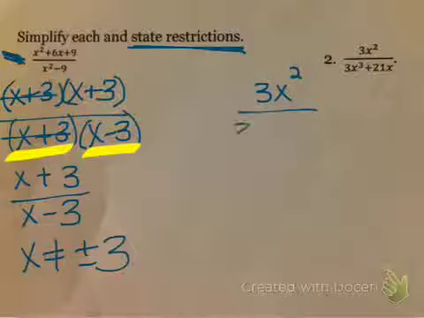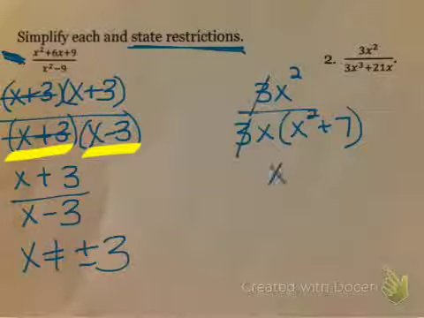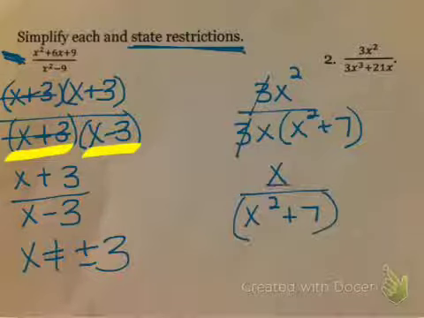Next one, the numerator I can't factor, so I'm going to leave it as 3x squared. The denominator, I can take out a 3x, and I'm left with x squared plus 7. So now the 3's cancel. x squared over x, I'm just going to be left with x over x squared plus 7.